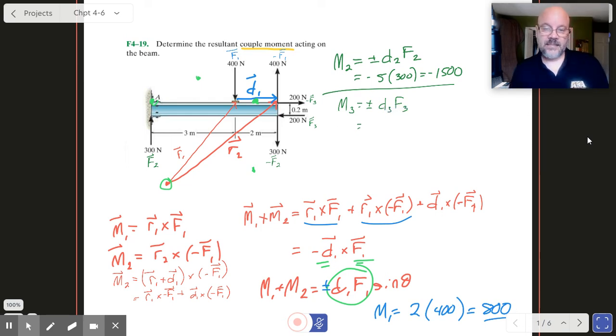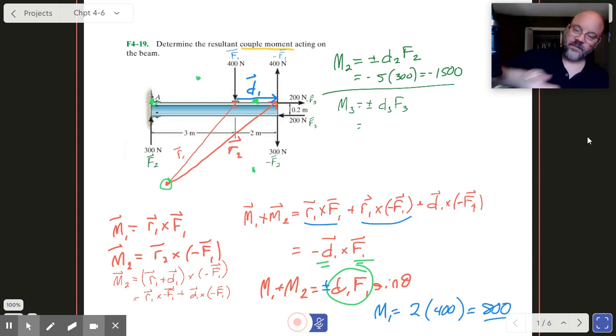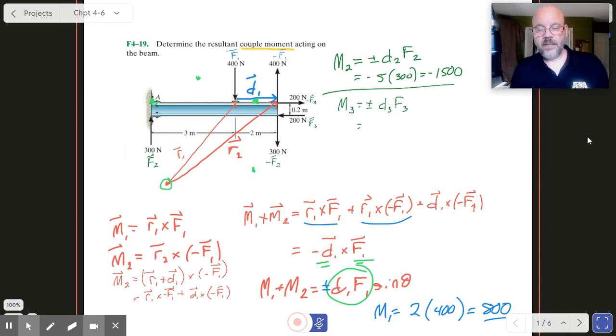So M3 is plus or minus D3, the shortest distance between them, times F3. And those guys there, we got one here, we got one here. So it's going to be doing the same sort of thing in that it's going to be a clockwise moment. So that's going to be minus. And the distance between the two of them is 0.2. And the amount of it is 200. So we're looking at minus 40.